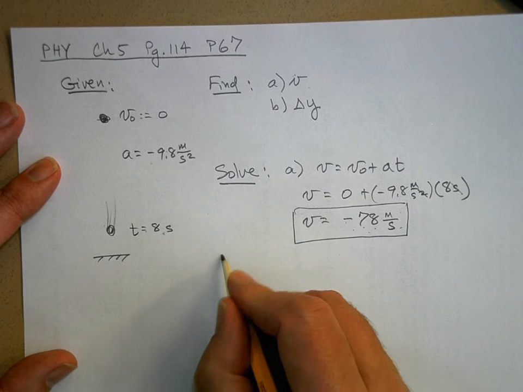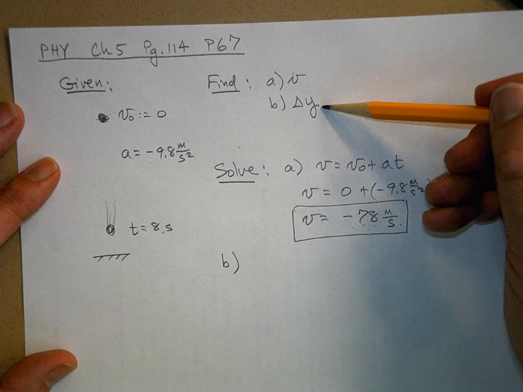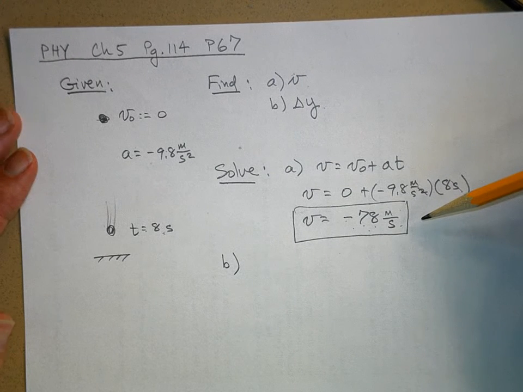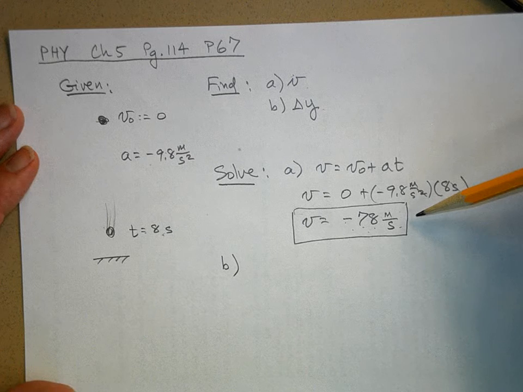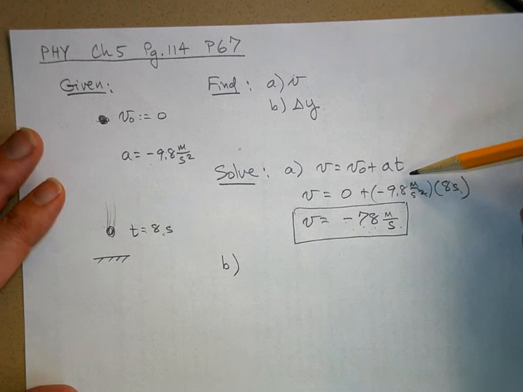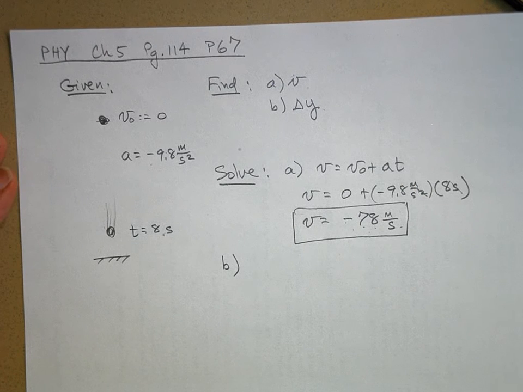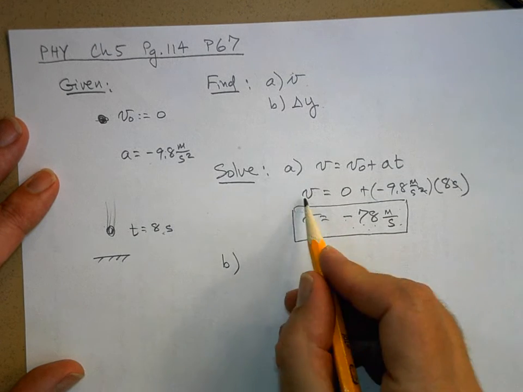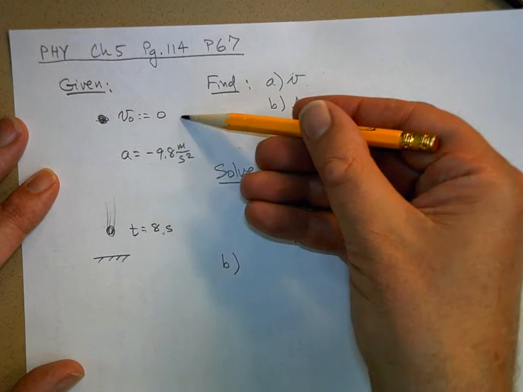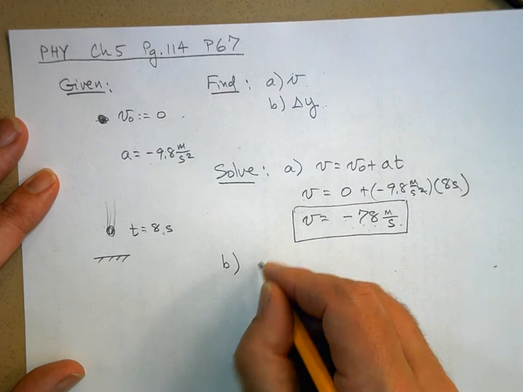And then let's do part B. Now we want to know displacement. Now I could use an equation with final velocity in it, like the second kinematic equation. But I don't want to carry my error forward, so I'm going to use an equation that doesn't have the final velocity in it, and that would be, if you look on your list, the third kinematic equation. It doesn't have final velocity in it, but it does have delta y, initial velocity, acceleration, and time.